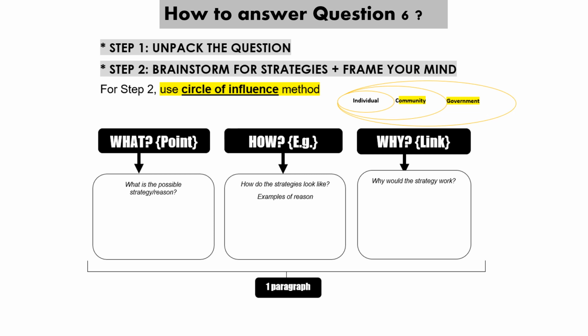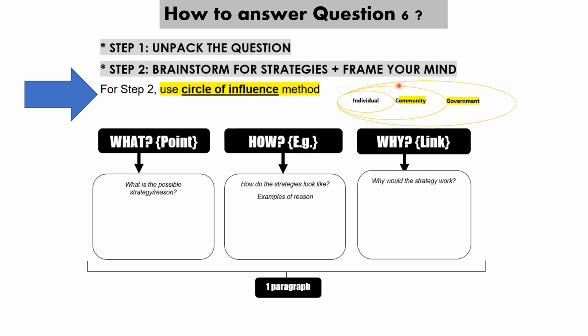So how do you answer question 6 specifically? Okay, so you can see this is a step-by-step guide. So step 1, unpack the question. Okay, step 2 is brainstorm for strategies and frame your mind. So I'm going to introduce to you this circle of influence. For some of you, it may not be something that is new. I think you do use it for oral. Okay, so you look at the individual's perspective, the community's perspective, and the government's perspective.